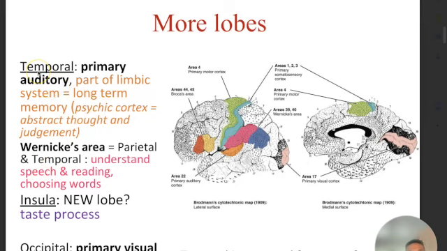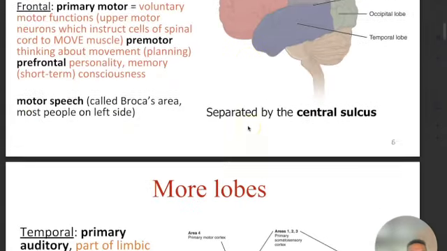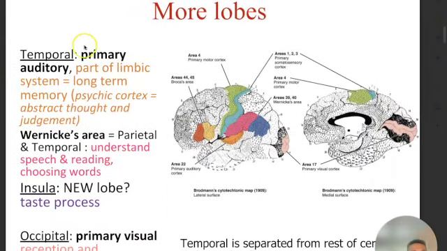The temporal is on the side, right, by your ear. Primary auditory, part of the limbic system. Remember the limbic system, we talked about it up here, is for memory, behavior, and emotion. So when you talk about limbic system, usually long-term memory.